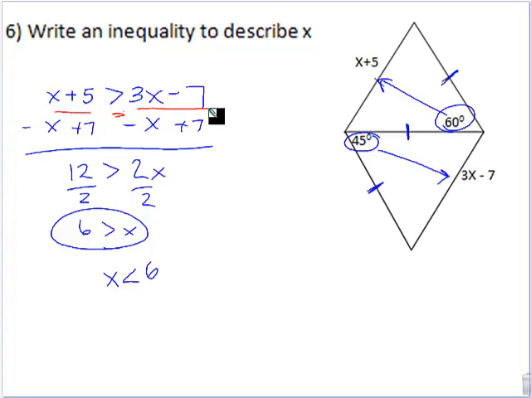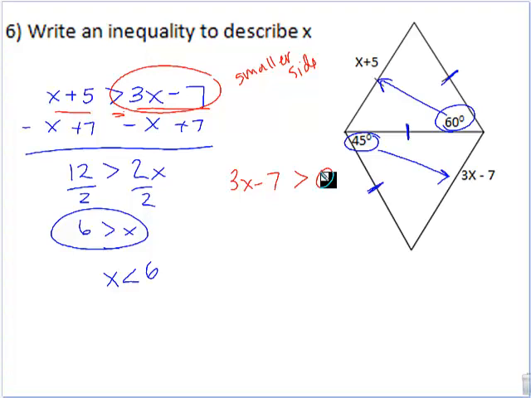Well, x plus 5 is greater than 3x minus 7. So the 3x minus 7 here, this would be the smaller side. Okay, so we just need to make sure that the smaller side is positive. So our second inequality would say 3x minus 7 is greater than 0. We just need to make sure that our smaller side is positive. 3x minus 7 is smaller because it's across from the 45, which is less than the 50.